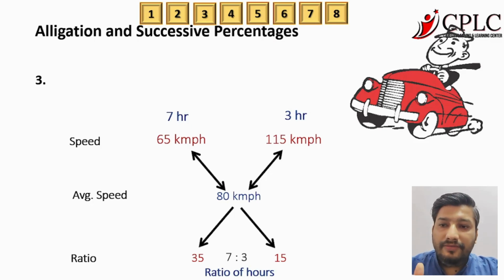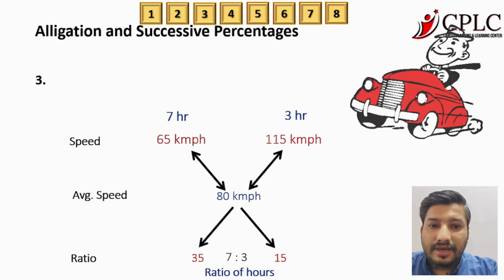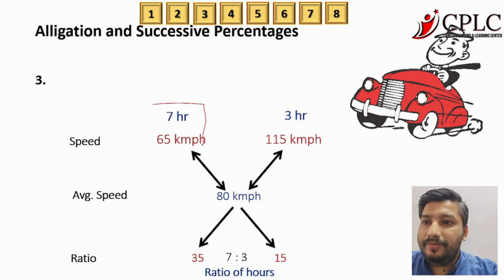So now what we will have to do is divide the total time, 10 hours, in the ratio 7:3. And when we do that, we get the answer to be 7 hours and 3 hours respectively. So now the question that they were asking is, how much is the distance covered at a speed of 65 km per hour?